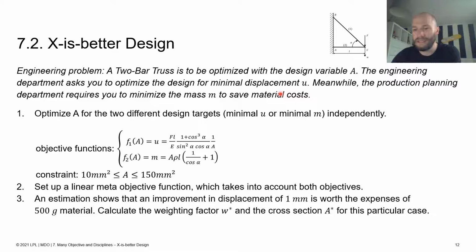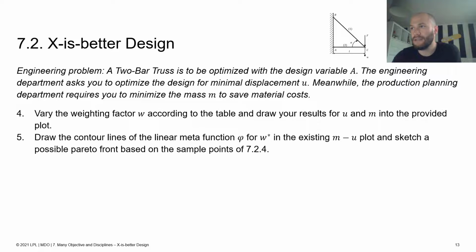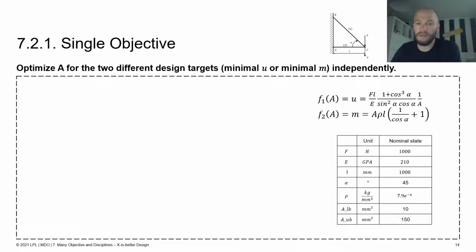So with this maybe kind of artificial example, we want to show some main ingredients of multi-objective functions, and we can start right away with the tasks. The first task is about single objective optimizations. One time with respect to the stiffness, so the displacement, and the other time with respect to the mass. For that, we can use the formulas given on the right side and also known from the lecture.